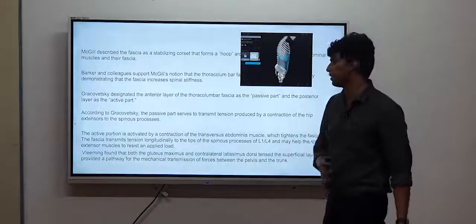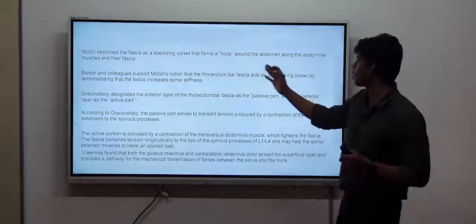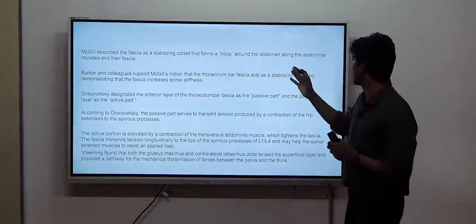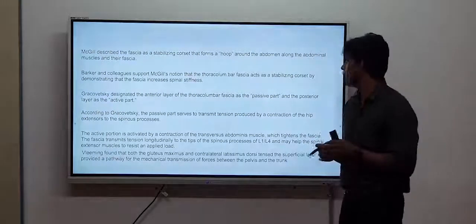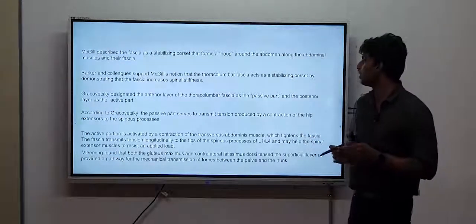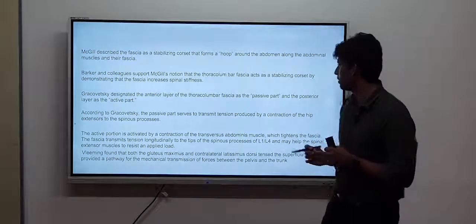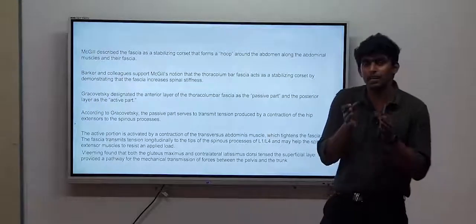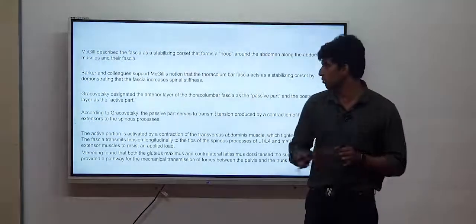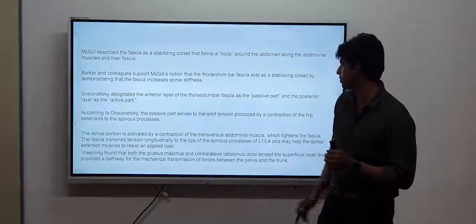has to elongate. McGill described the fascia as a stabilizing corset that forms a hoop around the abdomen along with the abdominal muscles and their fascia. And Barker and colleagues support McGill's notion that the lumbar fascia acts as a stabilizing corset by demonstrating that fascia increases spinal stiffness. That's what I was explaining. It has to be a little tight in order to maintain lumbar stability.